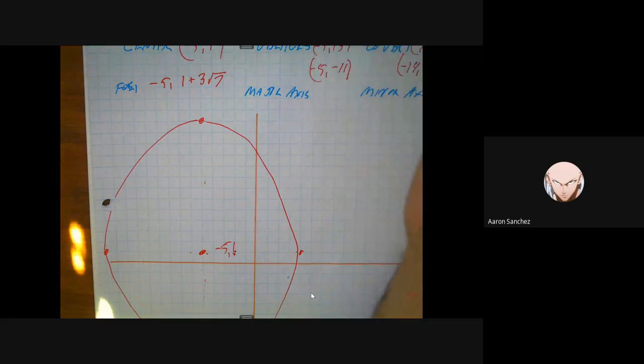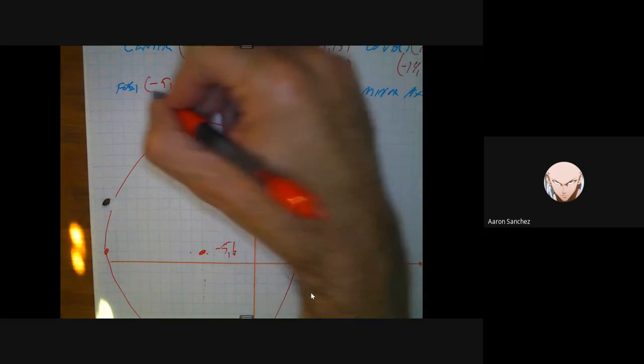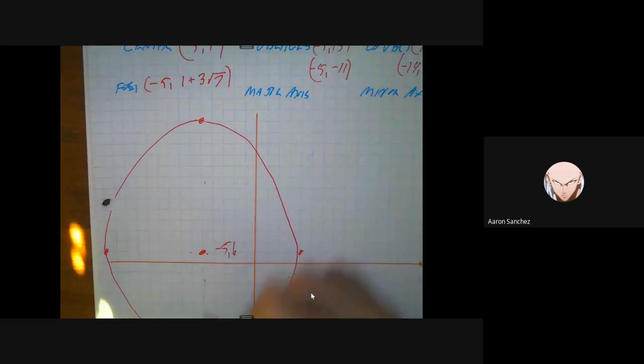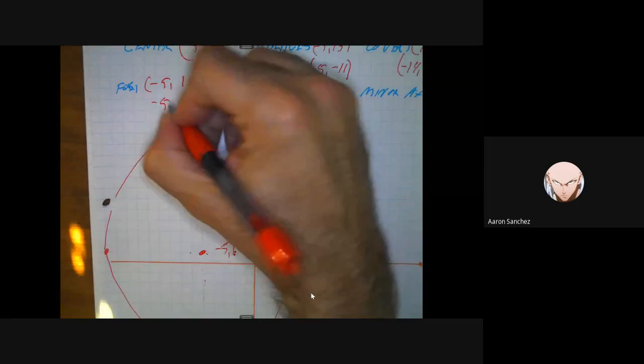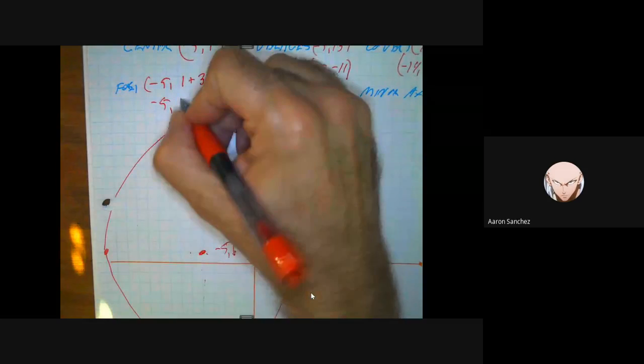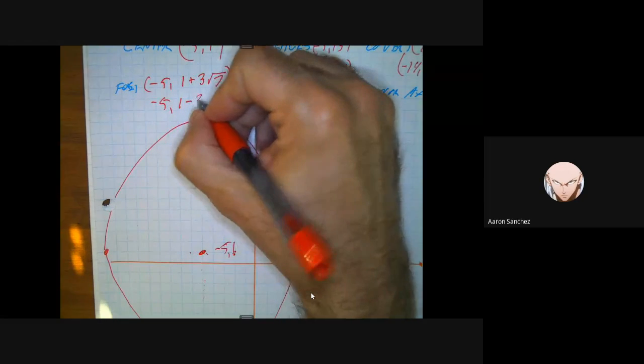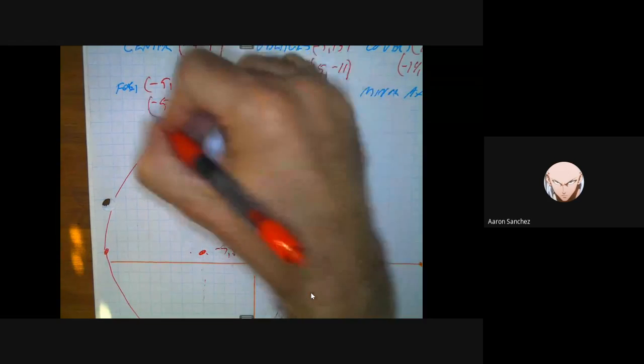We can't combine them, I guess I should say. You can add them, you can't combine them. My foci going down will be negative 5. That's not going to change, but my y-axis is 1 minus 3 root 7.